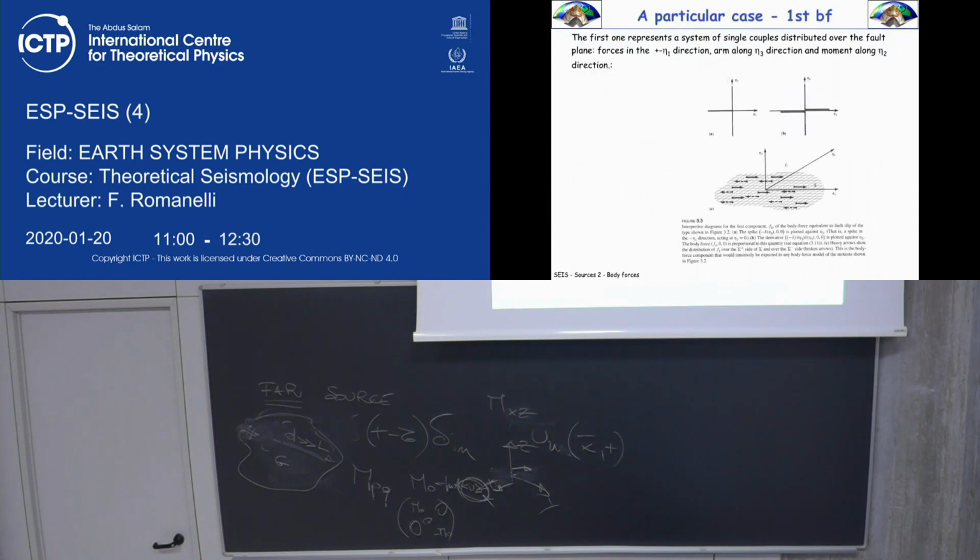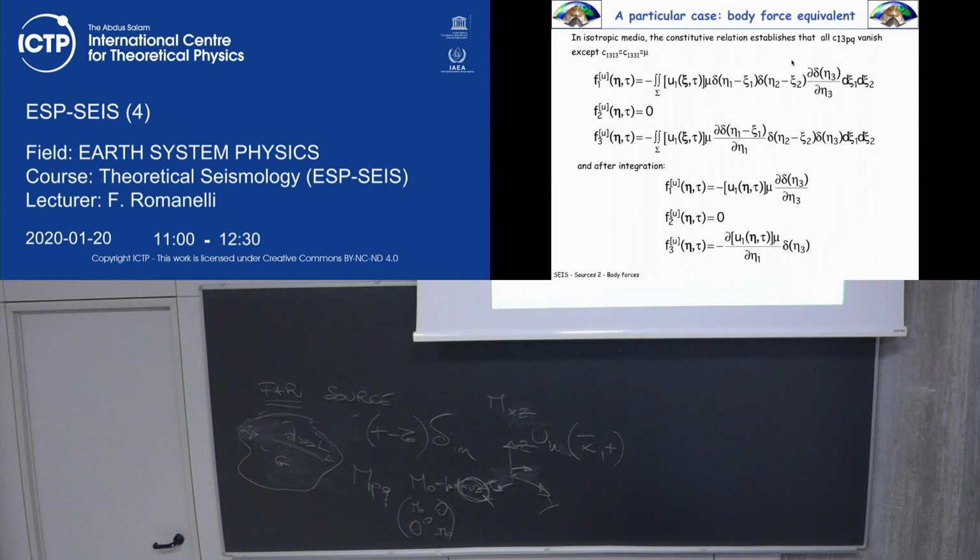Now we have two body forces. Let's give a look to them. The first one, remember, this one. But what does this symbol represent? Which one? Eta, and this delta with that symbol with 3, that thing, yes.